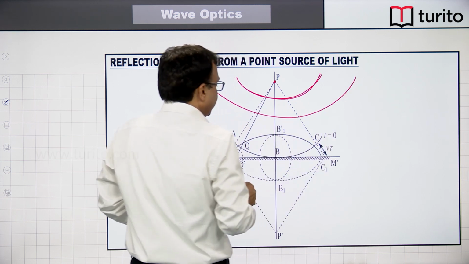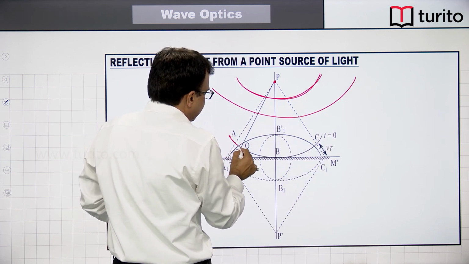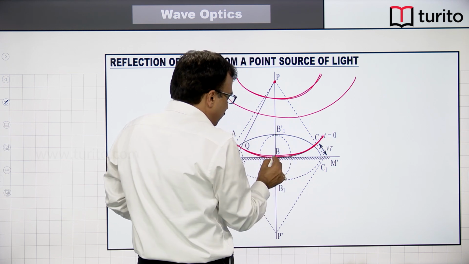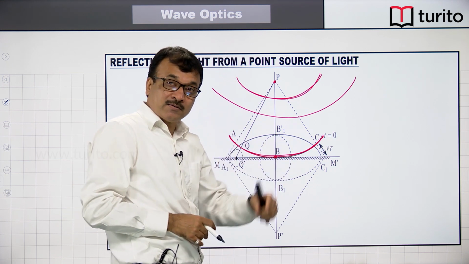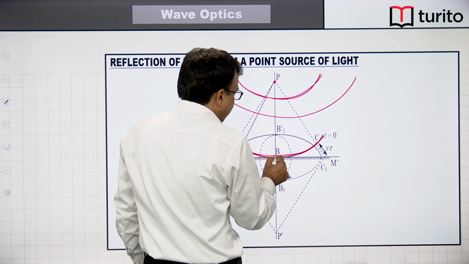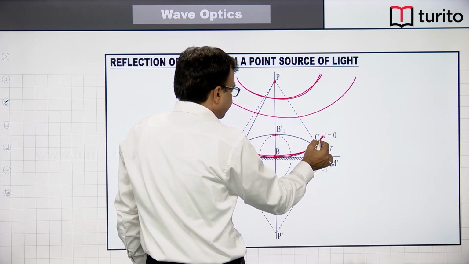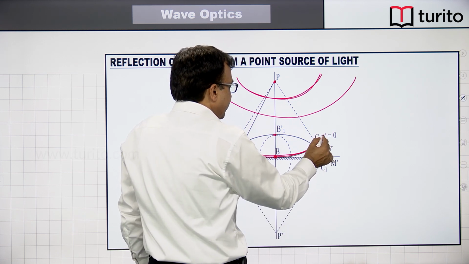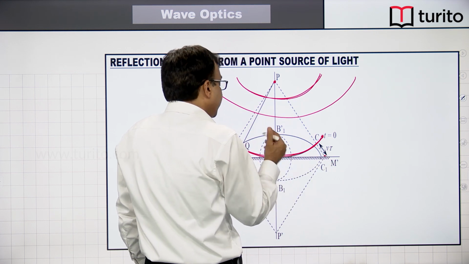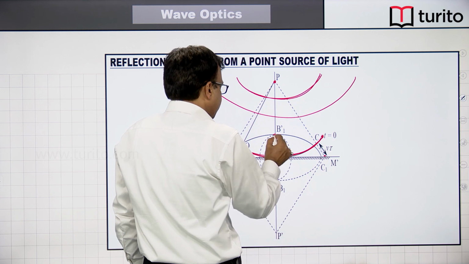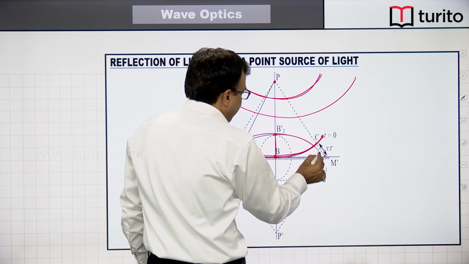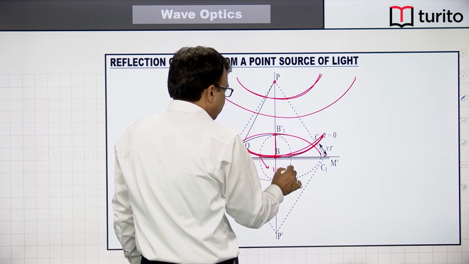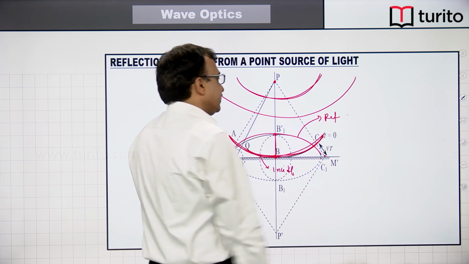As it progresses, the size of the wavefront increases, and when it strikes the mirror, this is the incident wavefront. This point is already on the mirror, so it gets reflected earlier. After reflection it reaches here, and this point reaches the mirror later. By the time this point strikes the mirror, this point has already been reflected and has travelled this distance. So, this is the reflected wavefront and this is the incident wavefront.